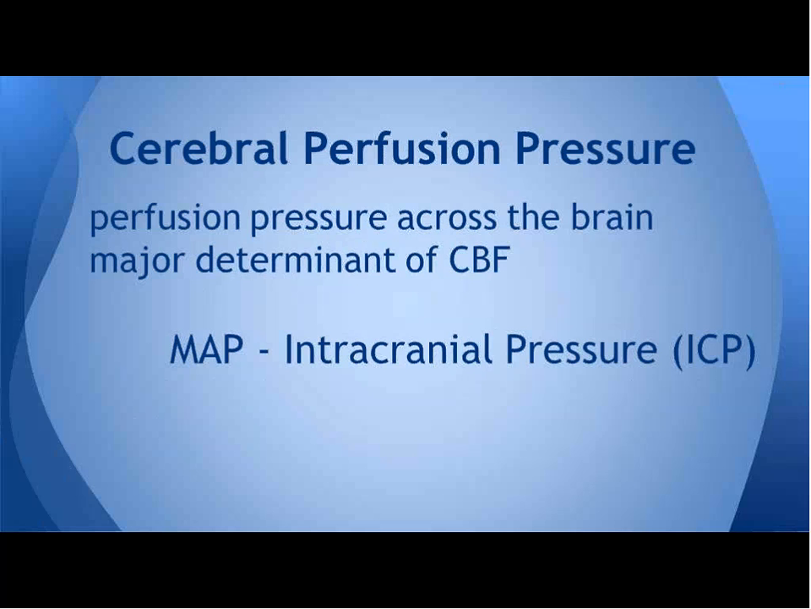The cerebral perfusion pressure. I'll go through and define some of these words and abbreviations that I'll be using throughout the discussion. The CPP is the perfusion pressure across the brain, and this is the major determining factor of cerebral blood flow. The mean arterial pressure and the intracranial pressure are the two main factors that determine the cerebral perfusion pressure. So your CPP equals your MAP minus your intracranial pressure.